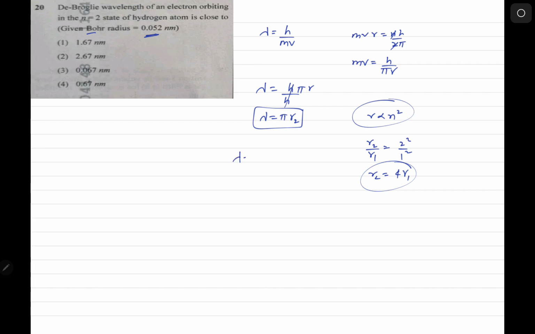So lambda is equal to 3.14 into 4 times 0.052 nanometer. So when you solve this one, you'll get almost 0.67 nanometer, I think. Okay, so you can do your calculation. And this is the fourth option. So this is the answer. Okay, so hope you understood. Let's move to the next question now.